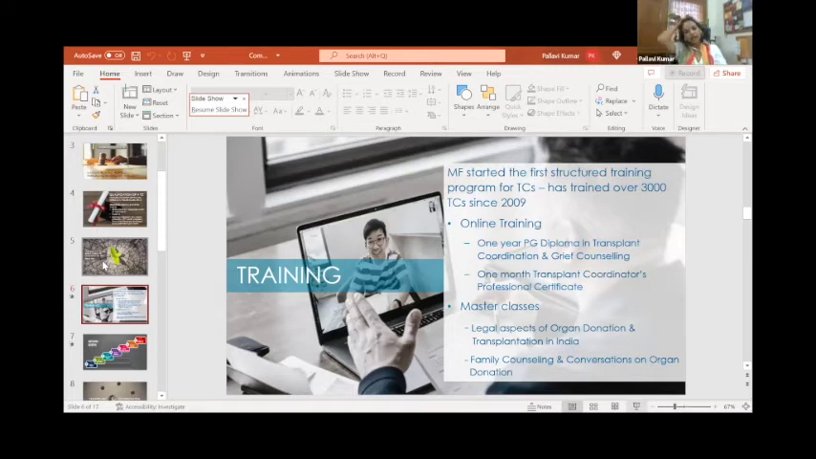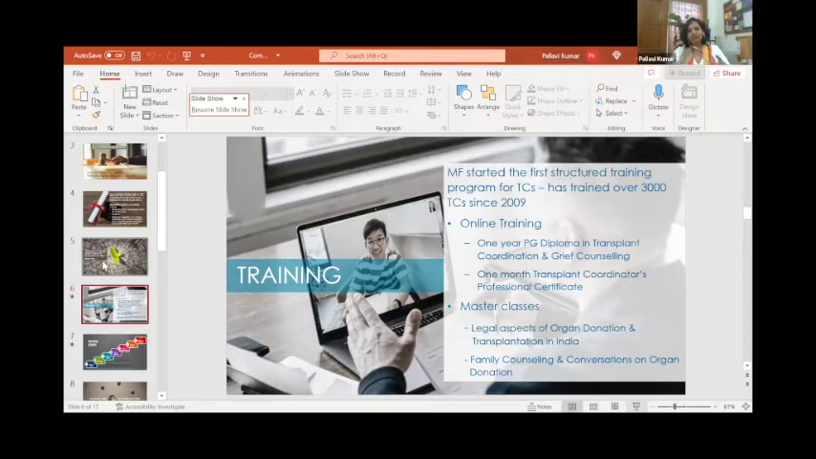In terms of training, Mohan Foundation started transplant coordination training in the year 2009. Before that, nobody was doing any training for transplant coordinators in the country. And we started face-to-face training. Many years ago, we also started a one-year PG diploma in transplant coordination and grief counseling, much before COVID happened. So we were fairly geared up to deal with COVID lockdowns and lack of physical trainings. We have now subsequently also introduced a one-month transplant coordination professional certificate.